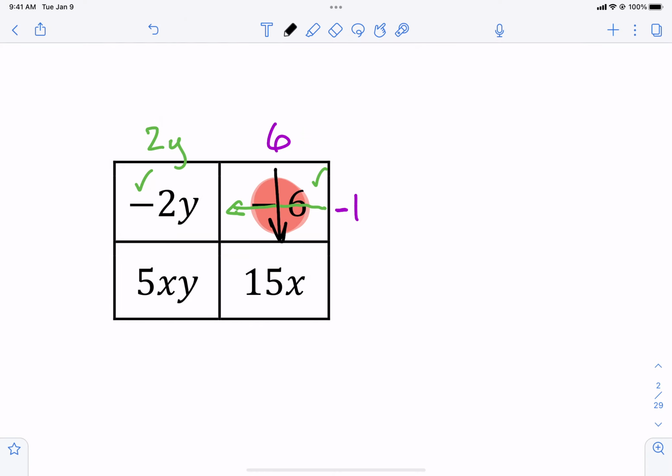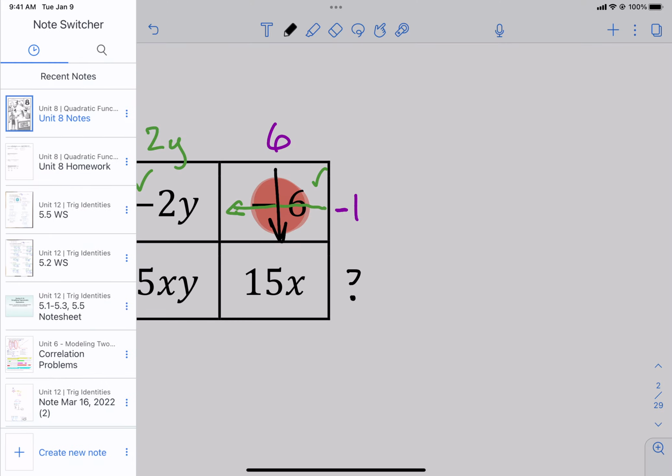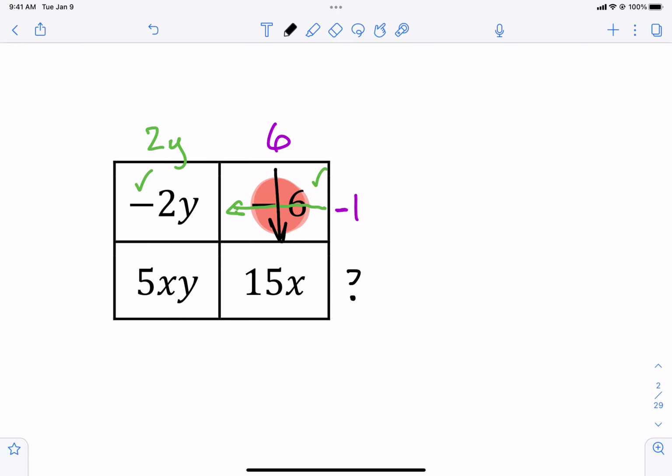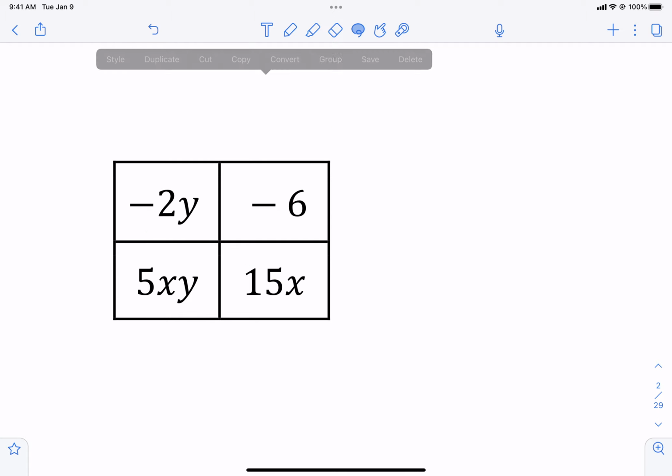So 6 times what is equal to 15x? Well, that's where it gets a little bit tougher, because 6 times 2 is equal to 12, and 6 times 3 is equal to 18, and we never hit 15. So there's a problem here. So again, I'm going to go back to the drawing board and I'm going to restart. You can't be afraid to give up and restart.